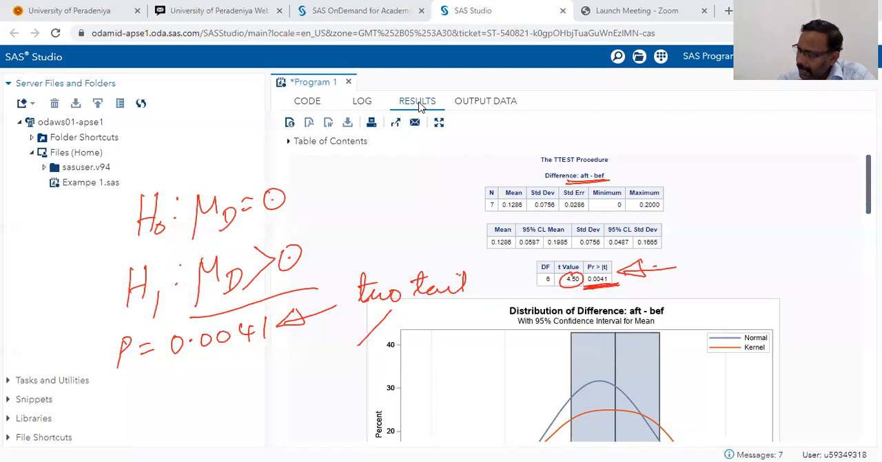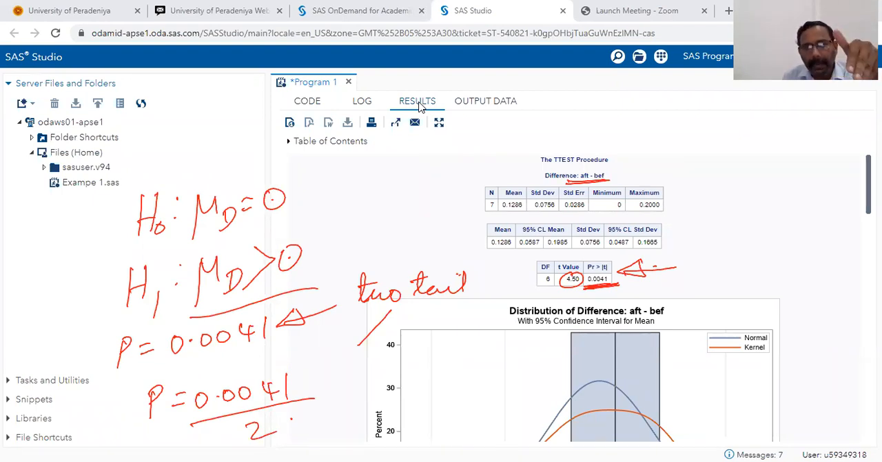If it is for 1 tail, we'll have to divide. Our actual p value is 0.0041 divided by 2. Can you remember? We have also seen the table, how to look at the t table. We already learned it in our first course, right? How to look at the t table, if it is a 1 tail, if it is a 2 tail. If it is a 2 tail, you directly read it. If it is a 1 tail, you multiply by 2 and read it.